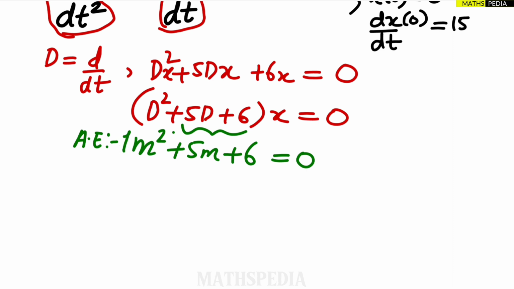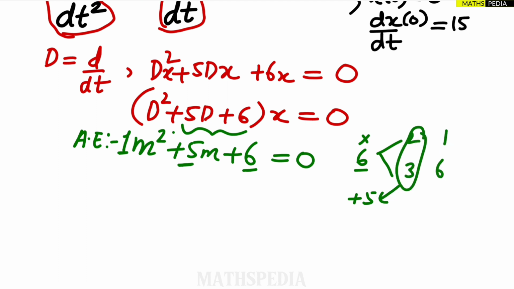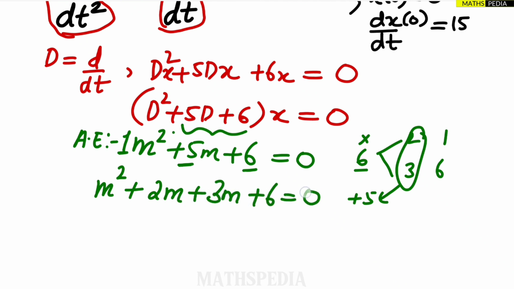So factorization method, splitting the middle term. 1 is the coefficient here, 6 is the constant term here. So 1 into 6 is what? 6. So while multiplying two numbers, you should get 6, and while adding, you should get the middle term plus 5. So the factors for 6 are 2 and 3, 1 and 6. So I can take this pair since I have to get 5. So I can write the simplified form, m square plus 2m plus 3m plus 6 is equal to 0. So while multiplying 2 and 3, you will be getting 6. While adding 2 plus 3, you will be getting 5.